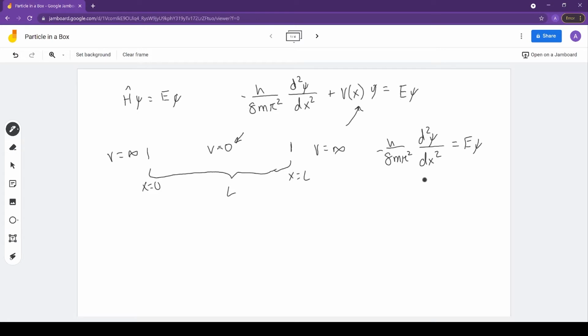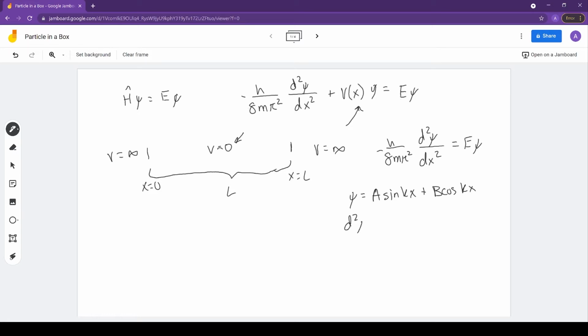This is a really common form of a differential equation where you see that the second derivative is equal to some multiple of the actual function itself. And when you have a differential equation of this form, what you assume is that the wave function looks like this: a sine kx plus b cosine kx. Now let's take the second derivative of this specific form of the wave function so I can show you how this will work with this specific differential equation.